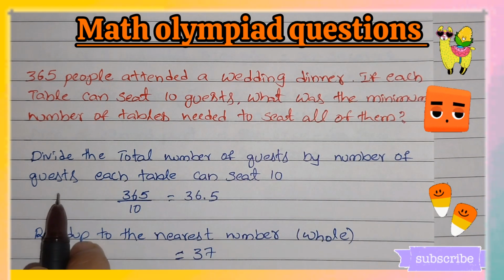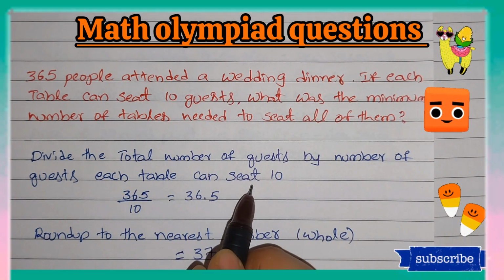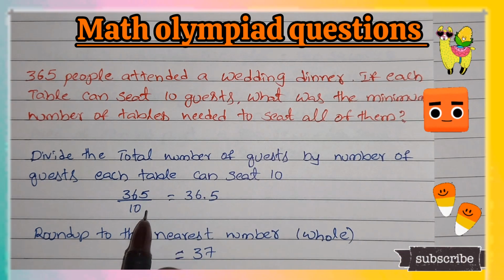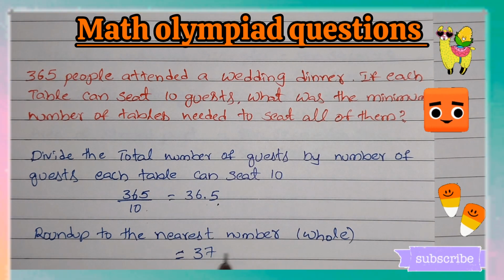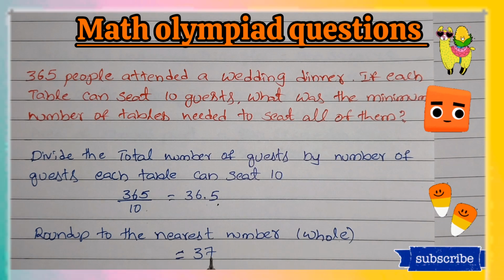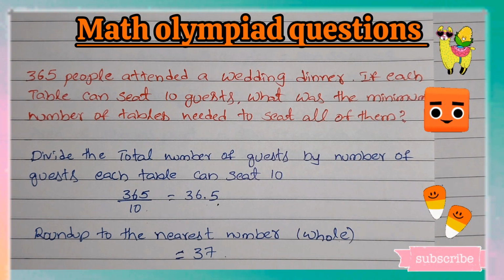Divide the total number of guests by the number of guests each table can seat, 10. 365 divided by 10 equals 36.5. Round up to the nearest whole number. So 37 tables are needed to seat all of them.